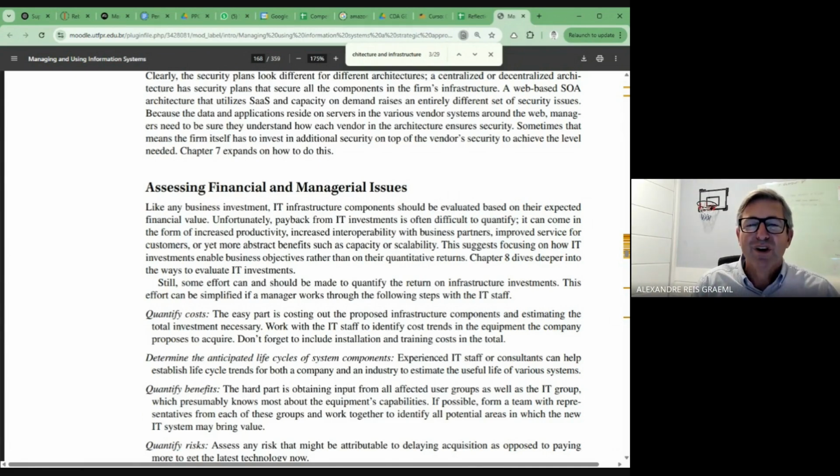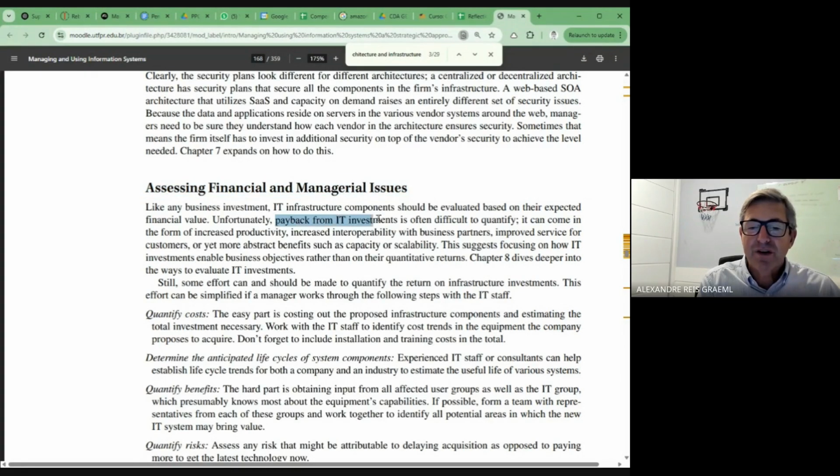We can definitely argue that there are situations in which the IT that you create, that you develop, is precisely what is going to make your business more attractive than the competition. But we still have to consider financial and managerial issues here.